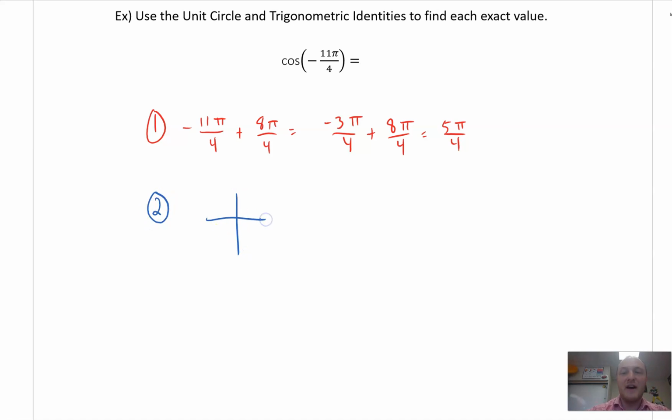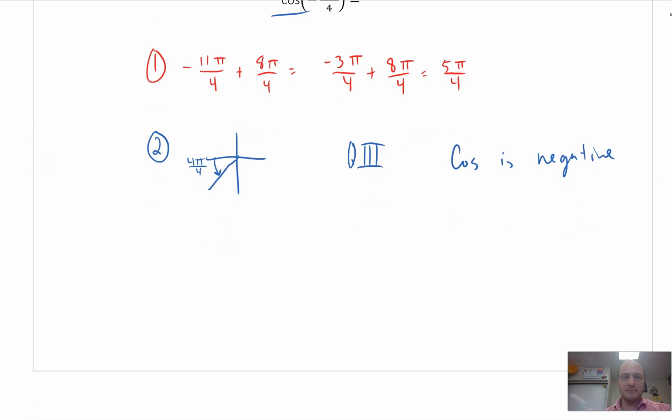So again, 5 pi over 4. If this is right here at pi, this is 4 pi over 4. So 5 pi over 4 is just 1 pi fourth forward. So we're in quadrant 3. And in this one, cosine is negative. So I know my value is going to be negative.